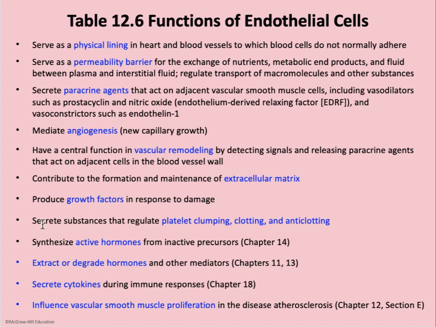They are very important in secreting substances that allow clotting and clot removal. In addition, these cells can manufacture hormones as well as extract and degrade hormones. They can also release local agents that influence the immune system, and a negative role as in atherosclerosis, where these cells can impact smooth muscle growth.